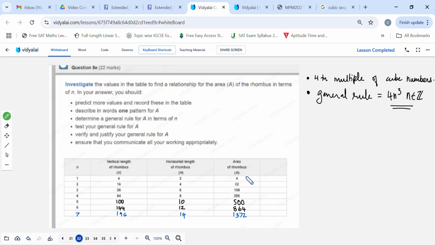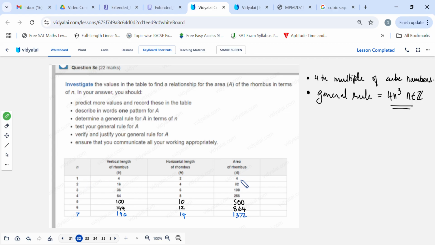So it will continue. The area of the rhombus is first given as 4, then 32, then 108, then 256. So if it continues, we can see that these are nothing but 4 into the cube of the stage.